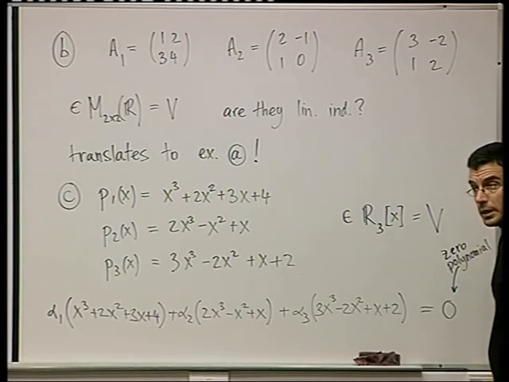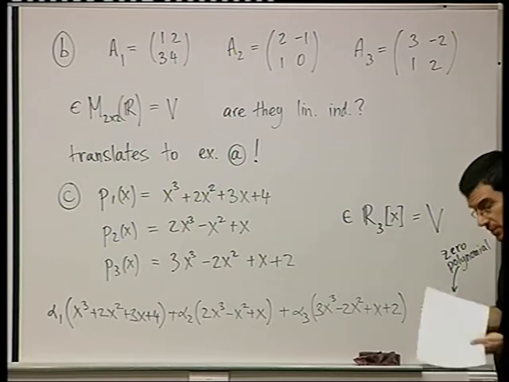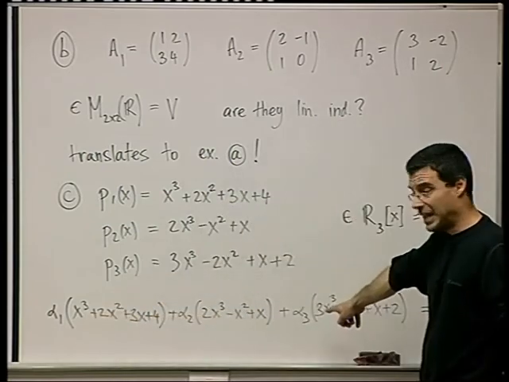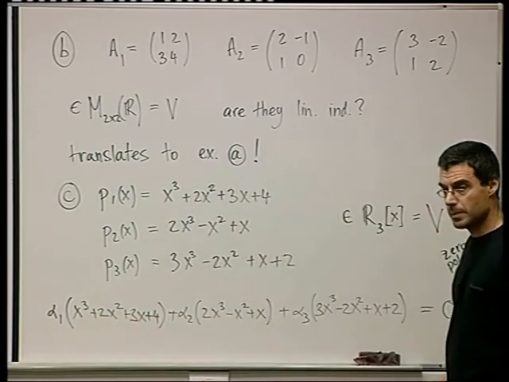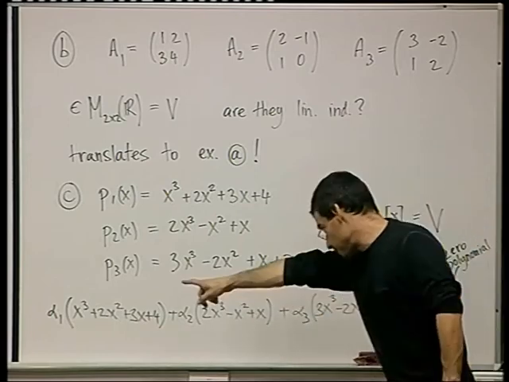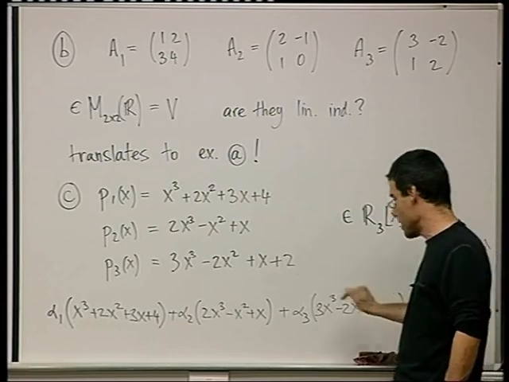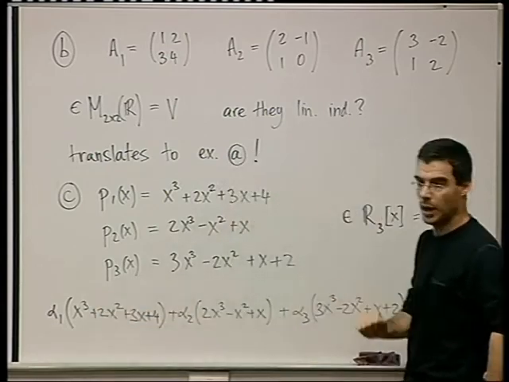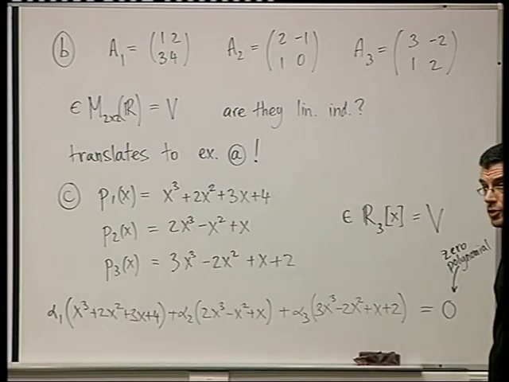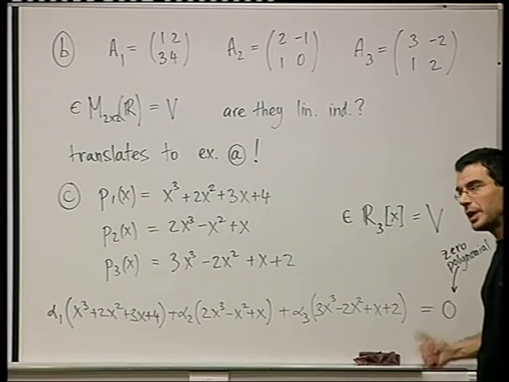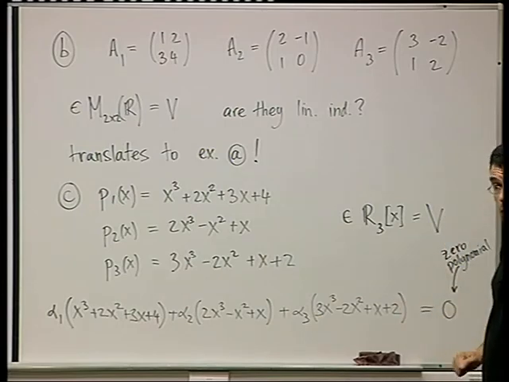Do you agree? And the question remains the same question. Are there non-zero alpha i's such that I can write this? Or is every time I write a combination like this, if it holds, does it force alpha 3, alpha 2, and alpha 1 to all be zeros? That's the question. Do you agree? Let's do method 1. Let's translate it to a system of equations.